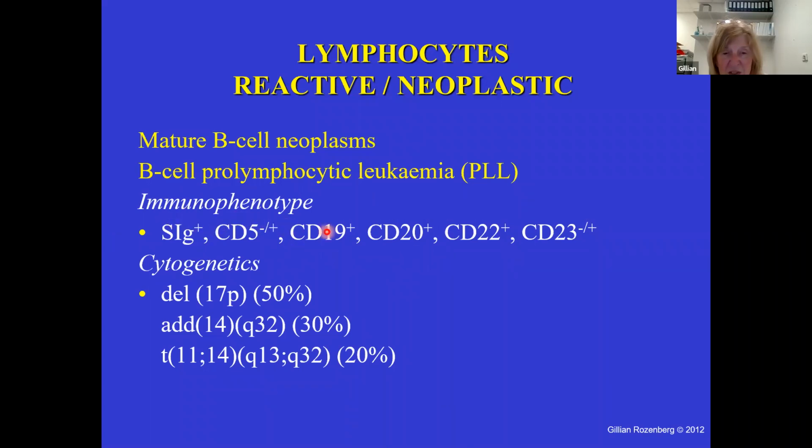There's your immunophenotyping. Still looking at the B cells, but look, this is the CD5 here with the prolymphocytic leukemia, CD5 negative/positive, whereas in CLL, it's just straight CD5 positive. 19, 20, 22, 23, they're all B cell markers. And we're just going to disregard the cytogenetics.